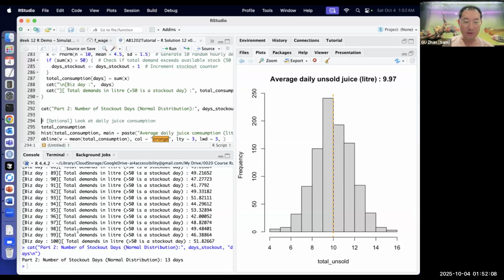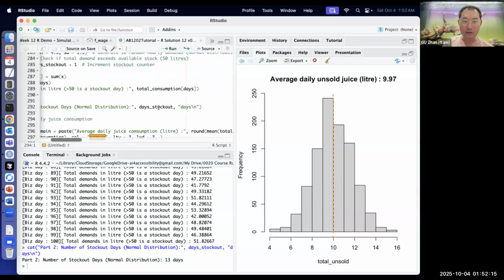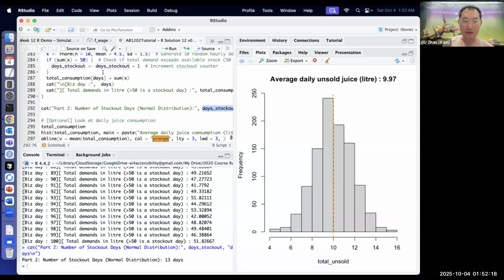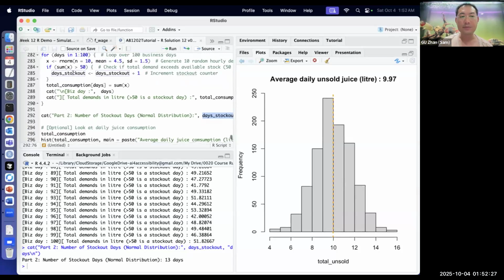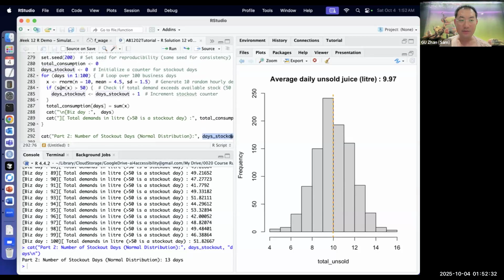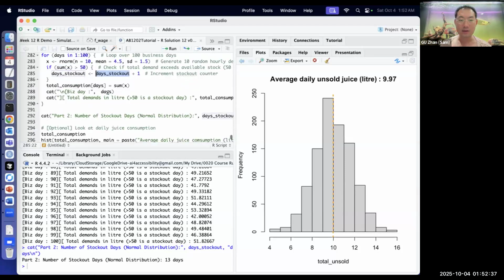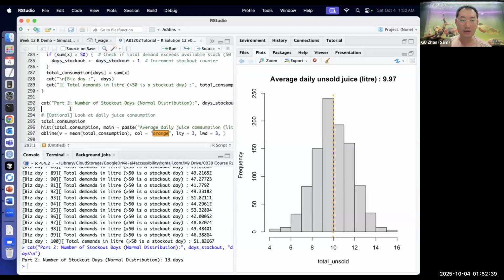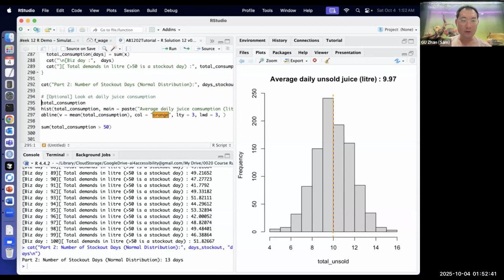The number of stock out days in a normal distribution is 13 days. So how do you calculate 13 days? Stock out days is actually being calculated here. So that's a stock out day. Now it's just being displayed. If the sum x is greater than 50, then you have a counter to increase it. So in the end, you have 13 days.